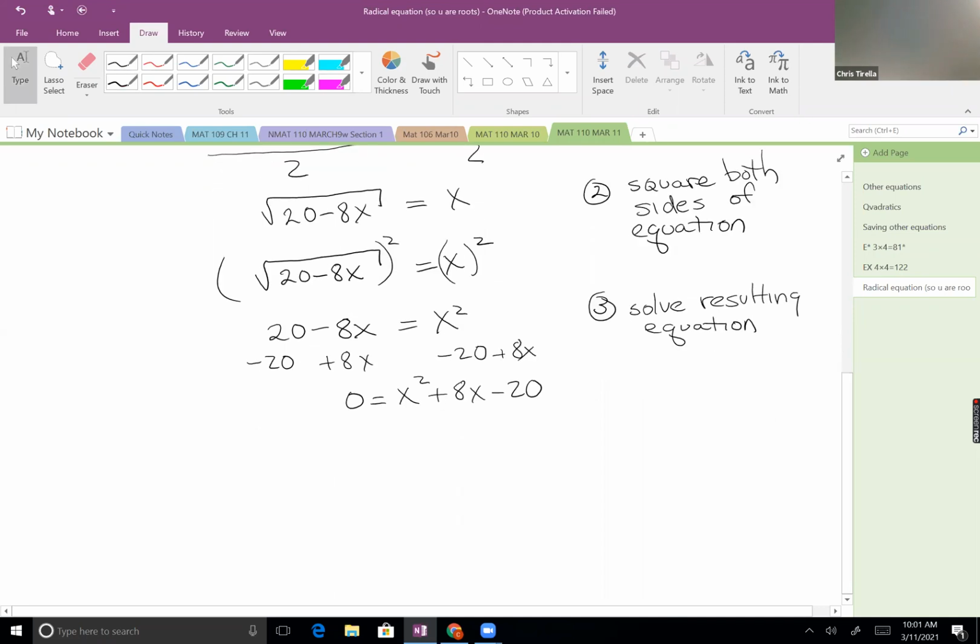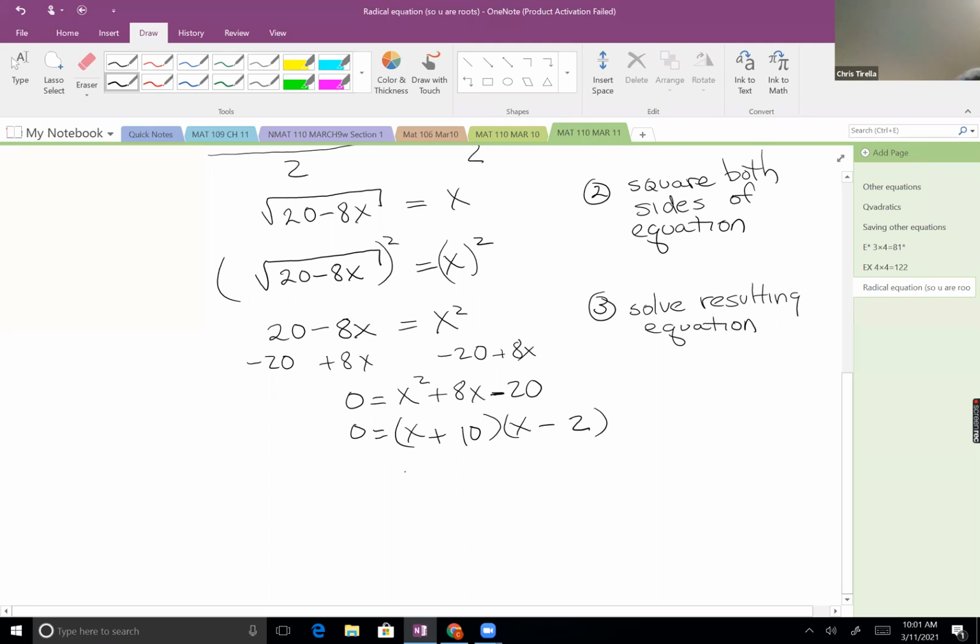Got several ways of solving these. I'm looking at this one and I'm looking at those numbers, and I think this one should be an easy factor. X squared is x times x. 20 is 10 times 2. I want different signs. If I make a positive 10 and a negative 2, that'll give me that positive 8 in the middle.